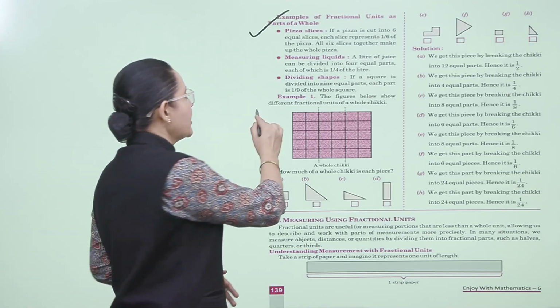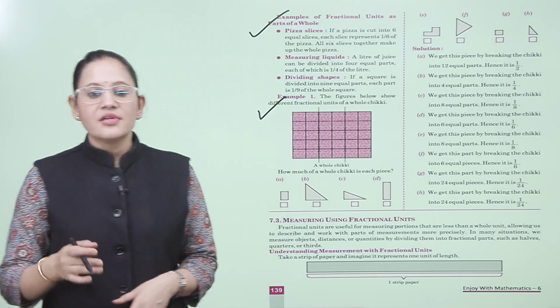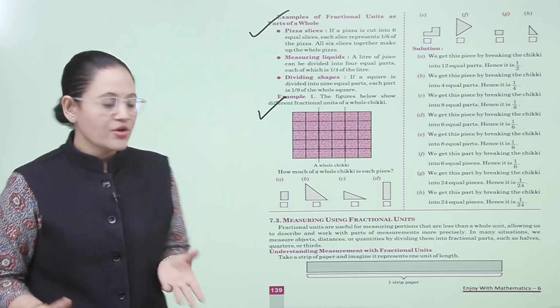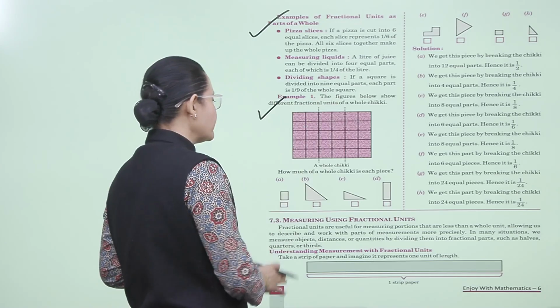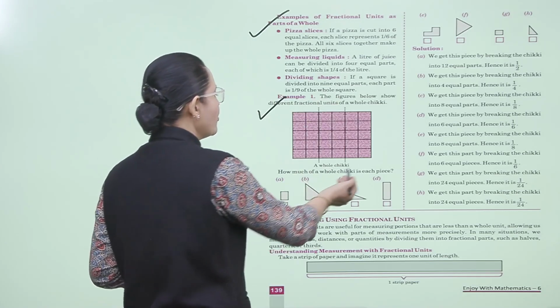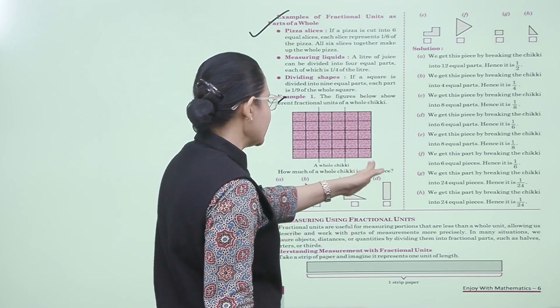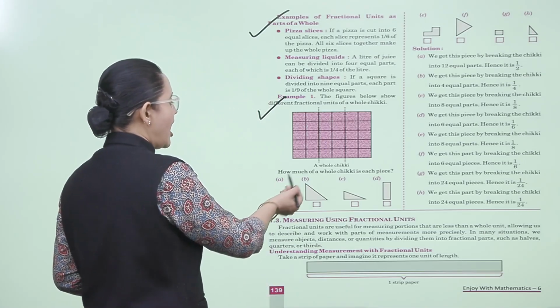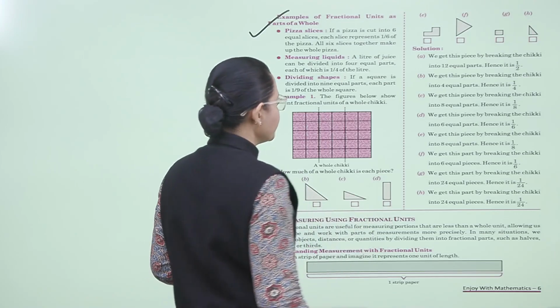Dividing shape: if a square is divided into 9 equal parts, each represents 1/9 of the whole square. Now we'll take an example here. The figure below shows the different fractional units of the whole chicky. So this is the whole chicky. How much of the whole chicky is each piece? We have to tell how much of the whole chicky each piece is.